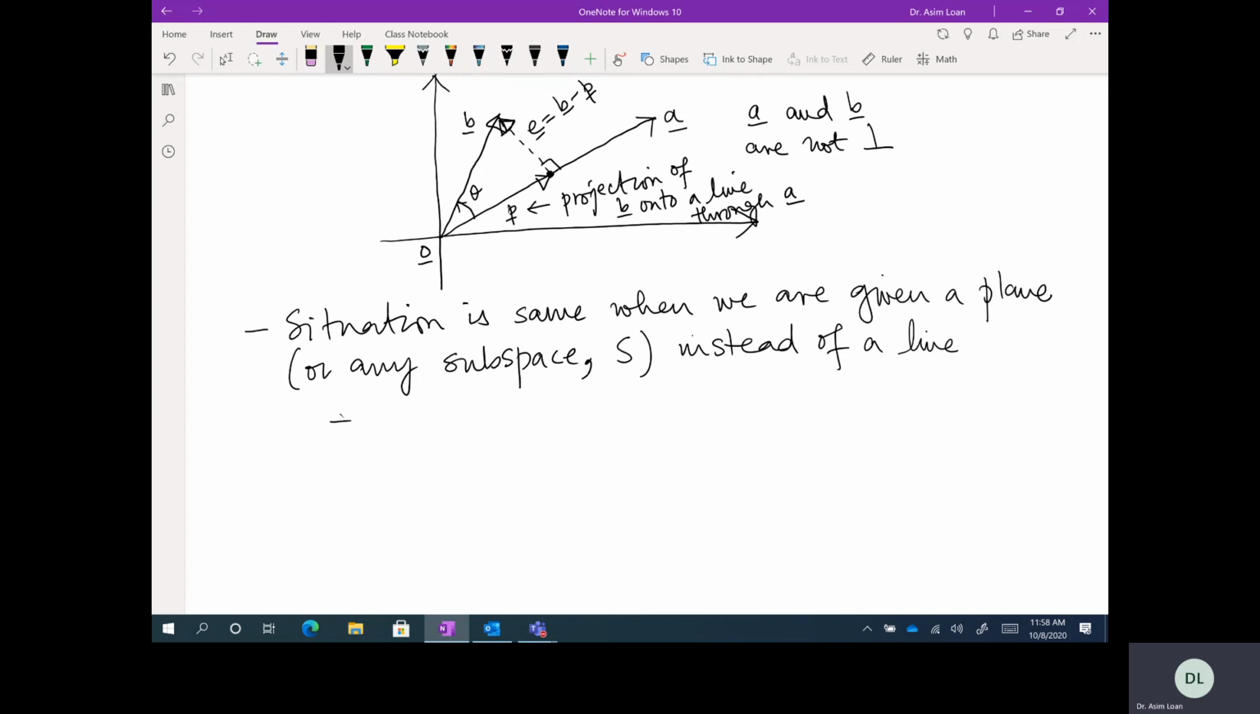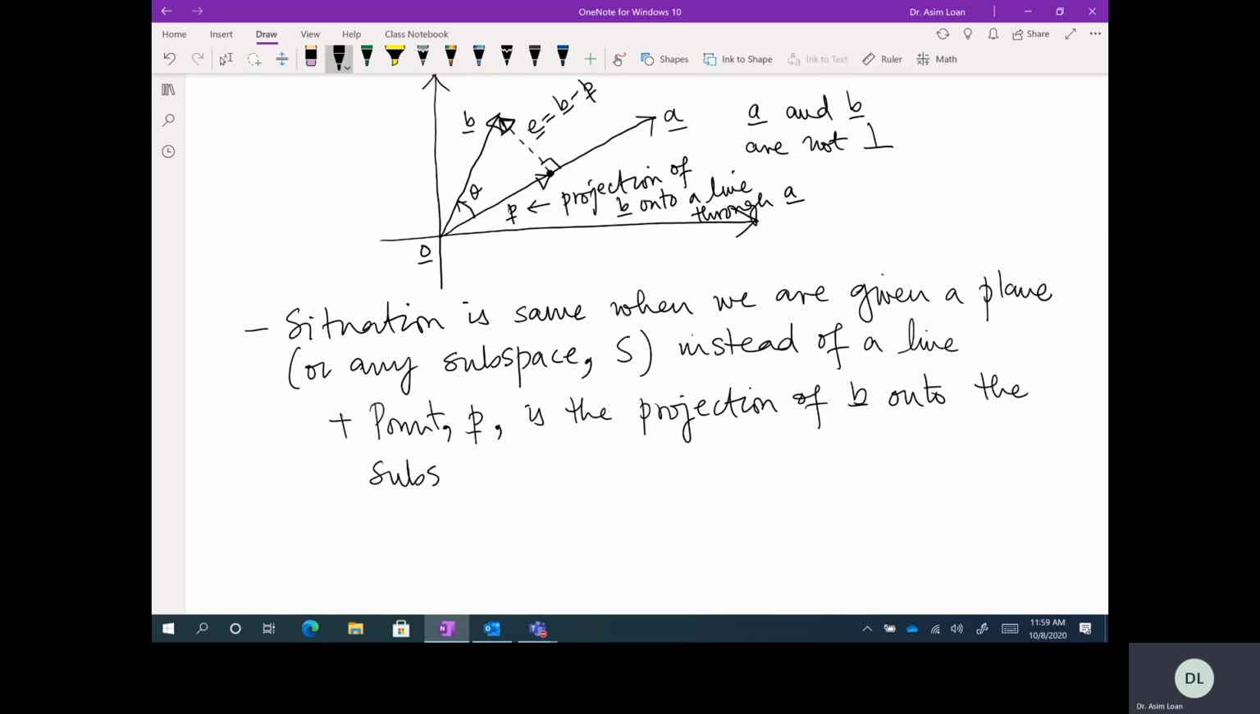Point p is the projection of b onto the subspace, maybe which goes through A. So a perpendicular from b to S, onto the subspace S. Let me call this S. So a perpendicular from b to S meets the subspace.